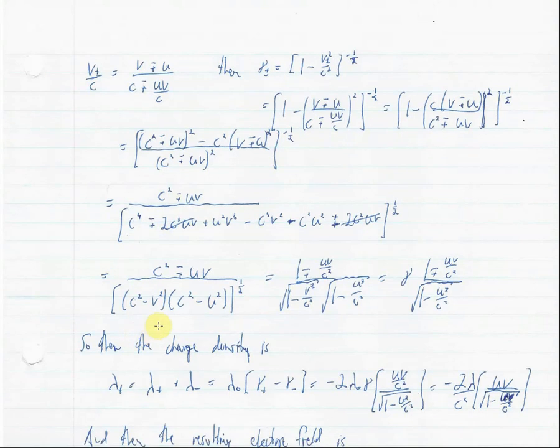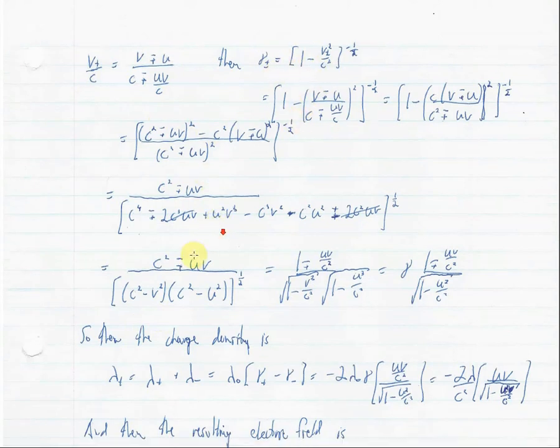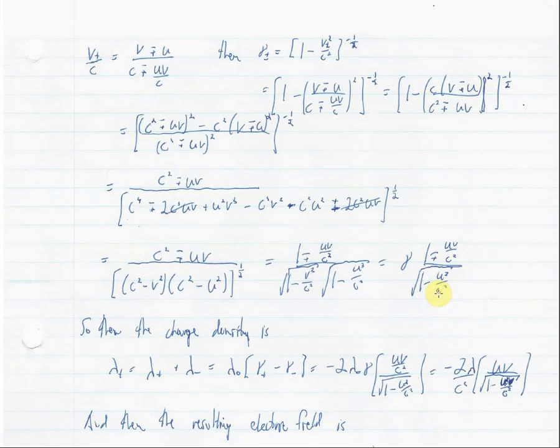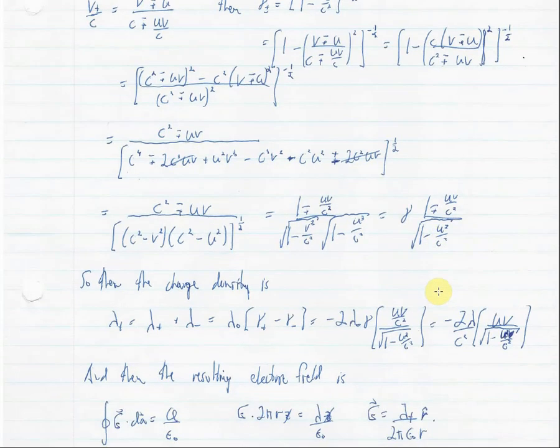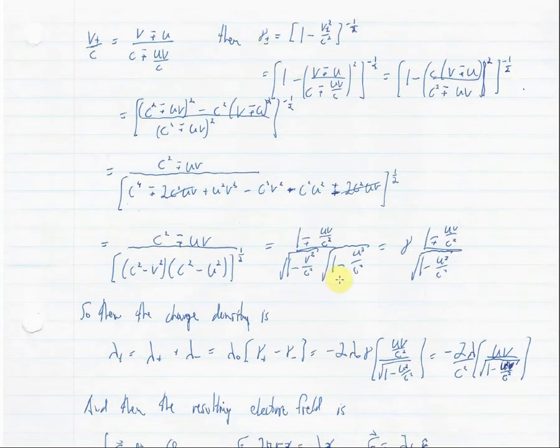Okay, so now we do a bit of math where we substitute V plus minus over C, and we also have gamma plus minus, and we try and solve for all this stuff. And so you can see that this simplifies to get, so gamma plus minus gives you gamma times 1 minus plus UV over C squared, over the square root of 1 minus U squared over C squared. All right, good. So that's what gamma plus minus is.